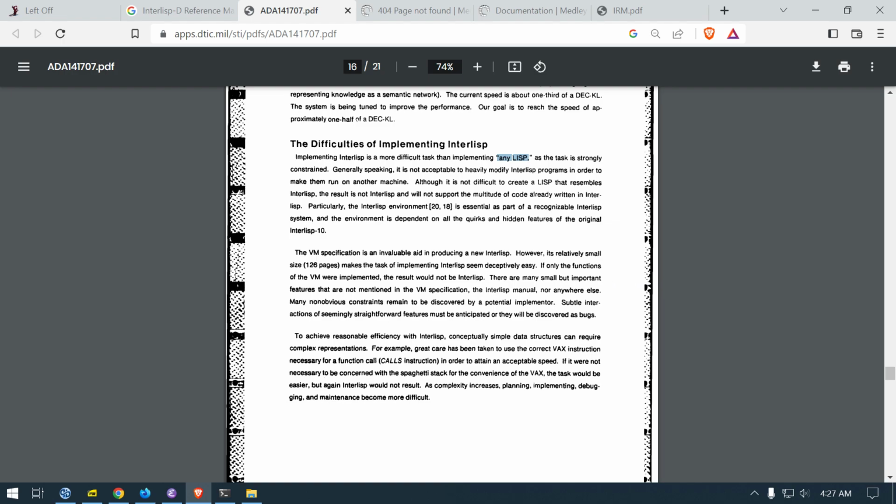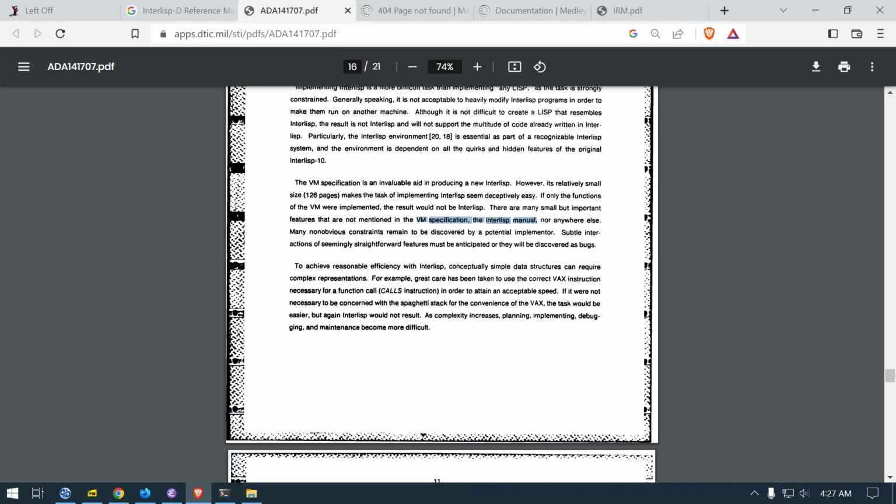And then another thing was that the VM specification for the Interlisp virtual machine was only 126 pages. So when you read that specification, it's like, oh yeah, Interlisp would be really easy to make, but it's not, because there's so much stuff that's not documented. You're going to run into a lot of stuff that wasn't in the specification or in the manual, so it wasn't obvious what all you had to put inside there. So a lot of bugs are going to pop up whenever that happens.